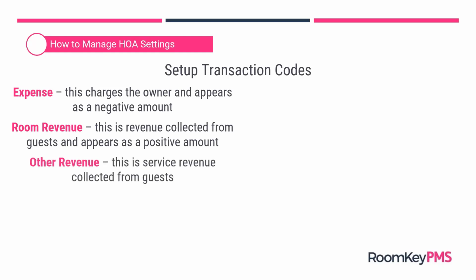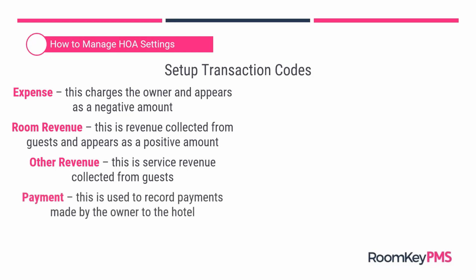The next type of transaction code is other revenue. This could be for any other charges that you may charge a guest and then remit or profit share with the owners. So this could be service revenue that the hotel provides to the guest and then splits that revenue with the owner. And again, other revenue, just like room revenue, will appear as a positive amount on the owner's statement.